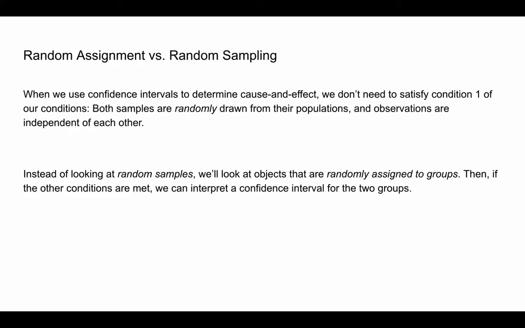Just a quick note before we do this: when we use confidence intervals to determine cause and effect, we don't need to satisfy condition one of our conditions, which was that both samples are randomly drawn from their populations and observations are independent of each other. Why? Because instead of looking at random samples, we're going to be looking at objects or people randomly assigned to groups. So as long as we have assigned people to groups in this kind of scenario, and the other conditions are met, we can interpret our confidence interval for the two groups.